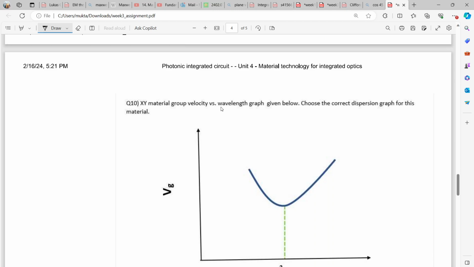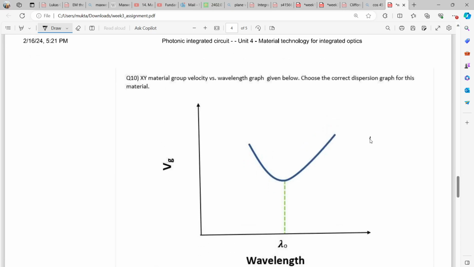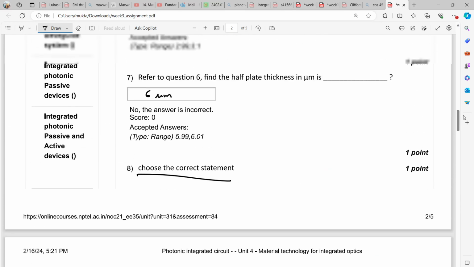XY material group velocity versus wavelength graph is given below. Choose the correct dispersion graph for this material. Right. So what is dispersion? Dispersion is... correct. We have just seen it here, right?